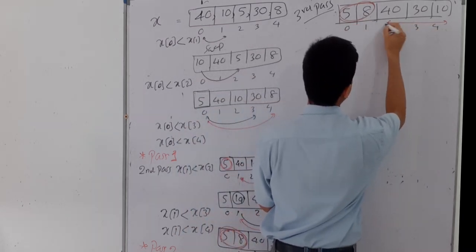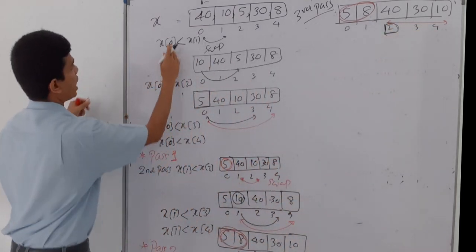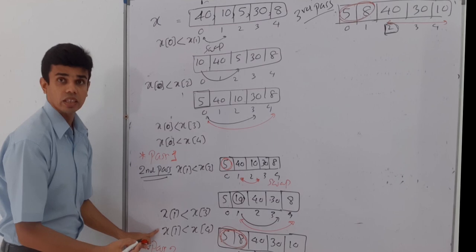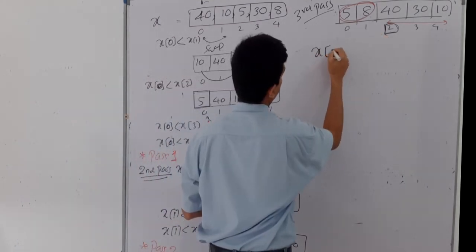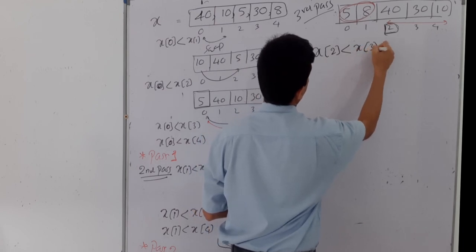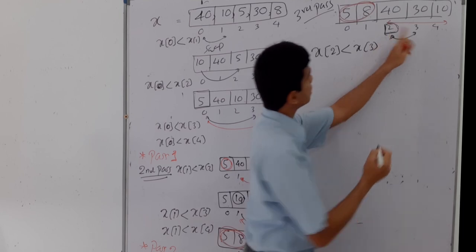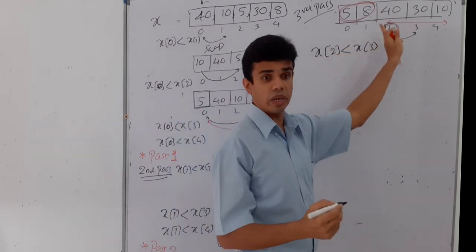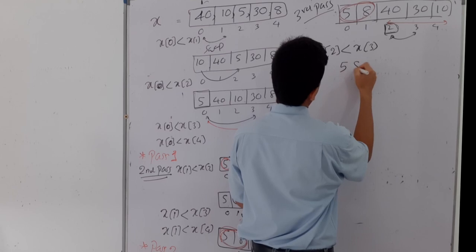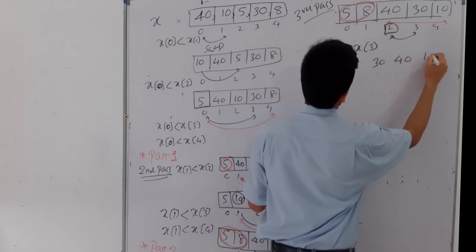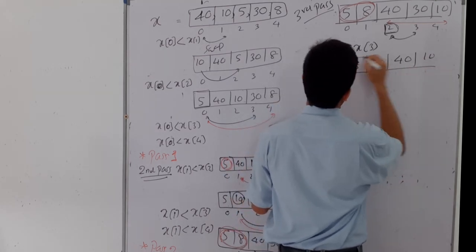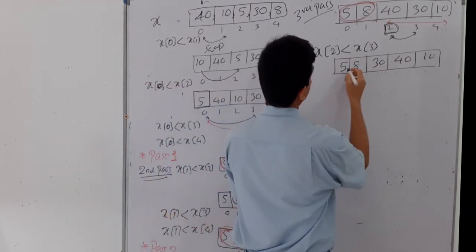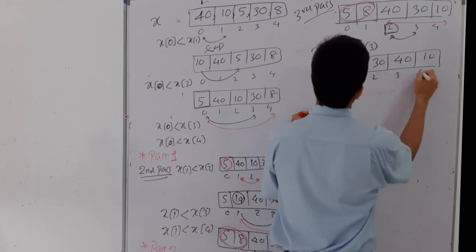Now item 2 is going to be compared with the rest of the numbers. At pass 1, I compared the 0th item. Pass 2, I compared the 1st item. Now I am going to compare the second item, x2, with x3. This item. Should I swap it? Yes. Why? x2 is smaller than this thing, so we have to bring that here. Right. Then now 5, 8, 30, 40 and 10. We want to bring the smallest to the left since it is going to be in ascending order. Right. Then we compare that 0, 1, 2, 3, 4.